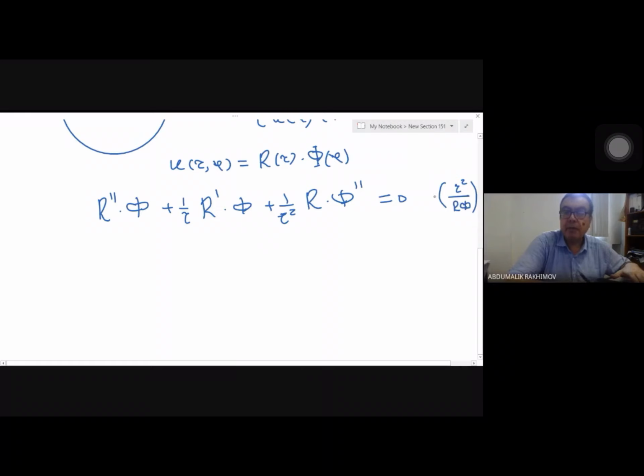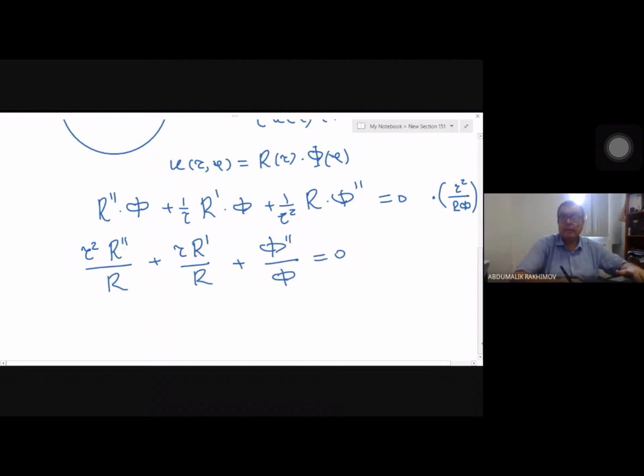Let me multiply both sides by this. If you multiply the first term, phi will cancel with phi, and you will get R squared R double prime over R. The next term will be plus R prime over R, right? Phi again cancels. Then the last term will be phi double prime over phi equal to 0, right?